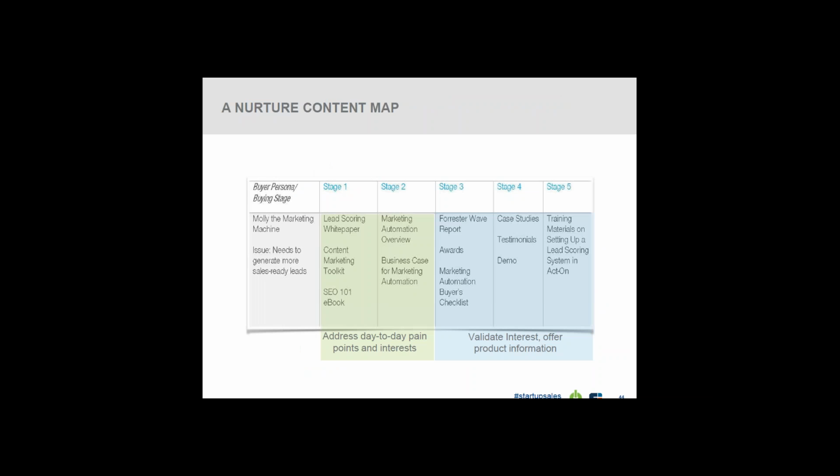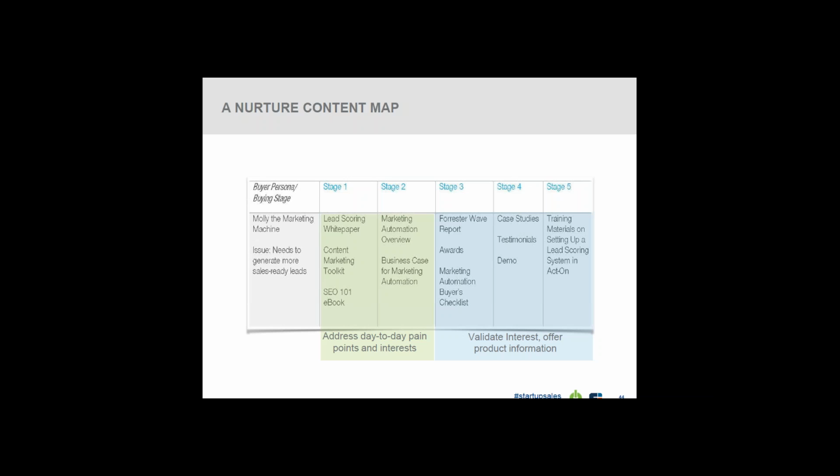So what does this look like? Well, you're going to map out your stages to your personas that you're talking to, and you're going to map your content there. And so this is an example, and it's an example actually from Act-On. So we have different personas. Our most popular one is the marketer. So we have Molly, the marketing machine, and Molly needs to generate more sales-ready leads. That's her challenge. Now, what we've done is we've mapped out along each of those stages that we talked about before, what are the types of content that we have available to us that we can serve up.